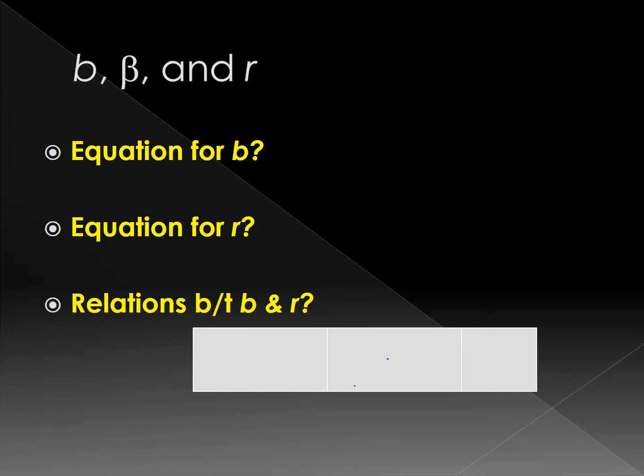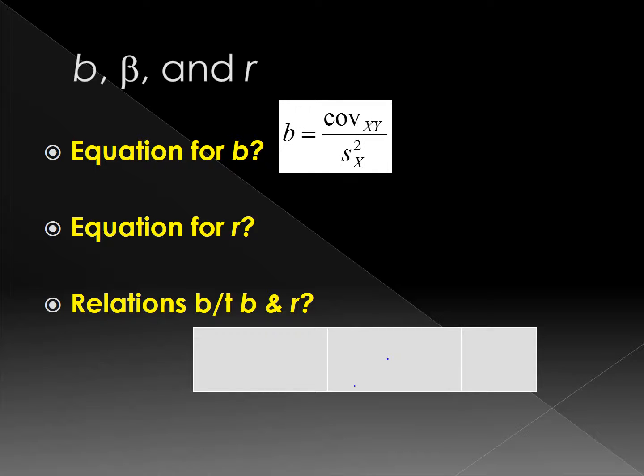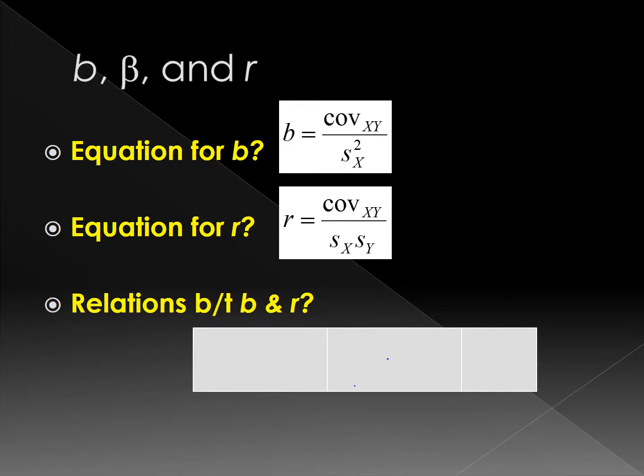So we talked about the correlation coefficient and the regression coefficient. The equation for the regression coefficient is covariance of xy divided by the variance of x. The equation for correlation coefficient is covariance of xy divided by standard deviation of x multiplied by the standard deviation of y.